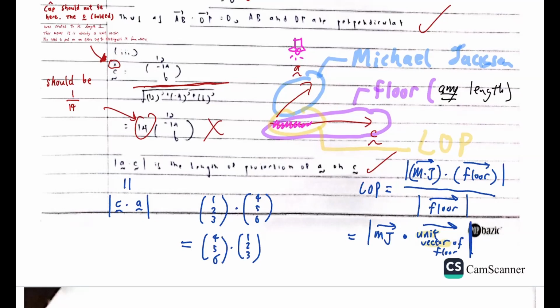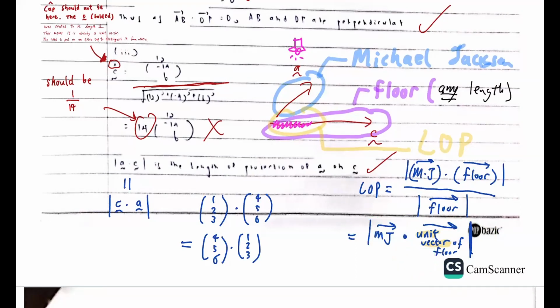So every time you see Michael Jackson dot product with a unit vector, you will say that the magnitude of this dot product is equal to the length of projection of Michael Jackson on the floor. Can you identify that?